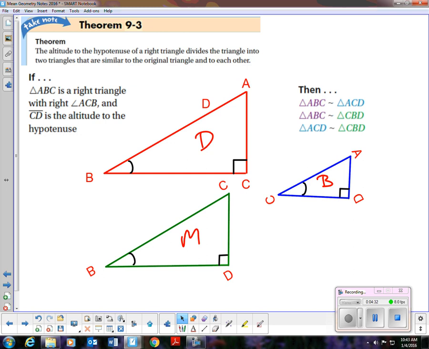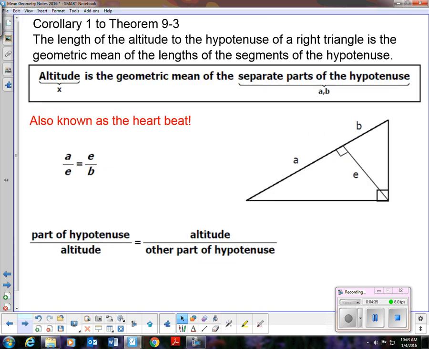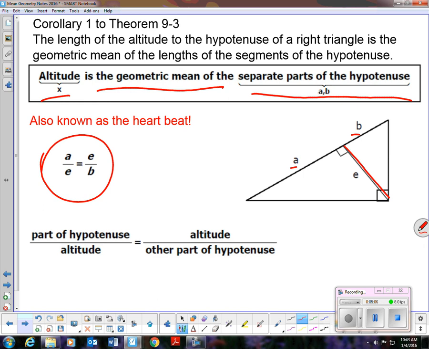All right, so corollary 1 to theorem 9-3. Remember, a corollary is just something that comes from the fact that we do it. And it says here that the length of the altitude to the hypotenuse, so this piece right here, is the geometric mean of the two lengths of the hypotenuse, this piece and this piece. And so altitude is geometric mean of separate parts of hypotenuse, which gets us this formula right here. All right, so you'll need to have this setup memorized.